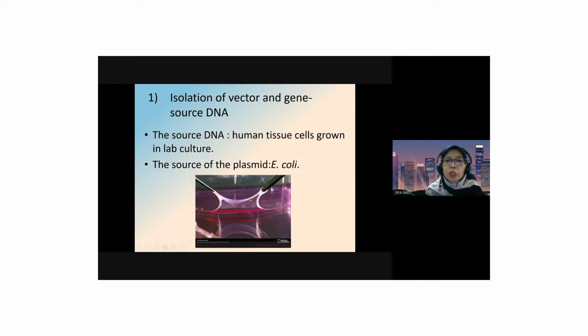The first stage of gene cloning is the isolation of vector and gene source DNA. So first, you need to isolate the source of DNA, for example human tissue cells grown in lab culture. Another one that you need to isolate is a vector. In this case, you're going to isolate plasmid, which is extracted from a bacteria known as E. coli. So there are 2 sources here to isolate, the source DNA and the vector, which is the plasmid. So that's the first stage of gene cloning.